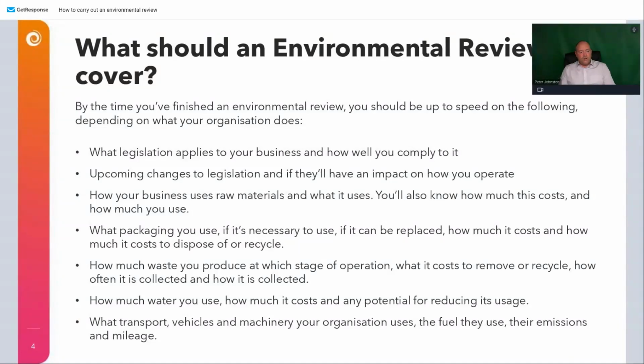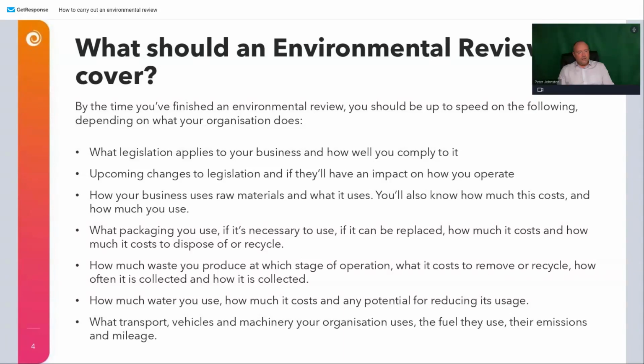How your business uses raw materials and what it uses. So that's not just about how much it costs, but obviously that does have an effect. It's how much you use, where does it come from, what does it consist of. Could it maybe be swapped for something that's less harmful to the environment? What kind of packaging you use? Is it necessary? Can it be replaced?